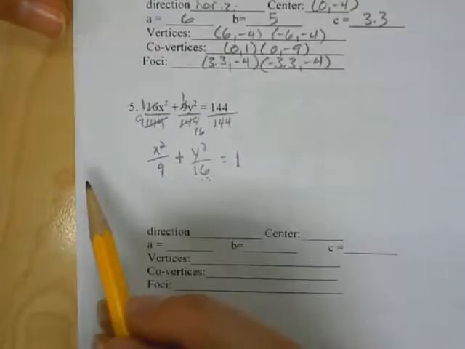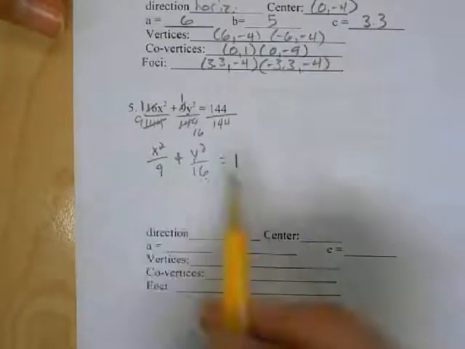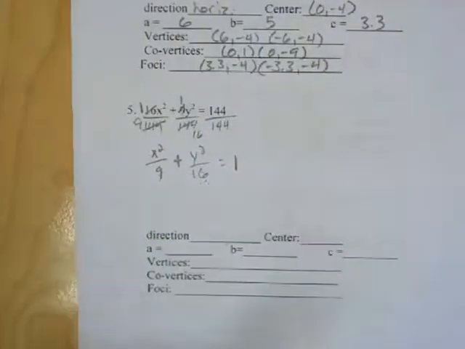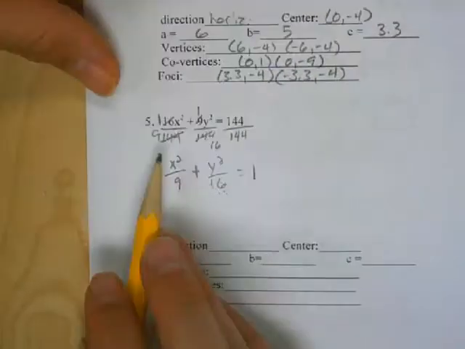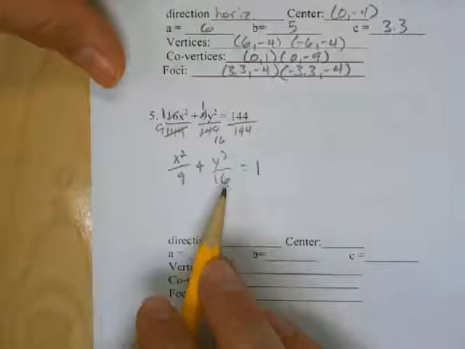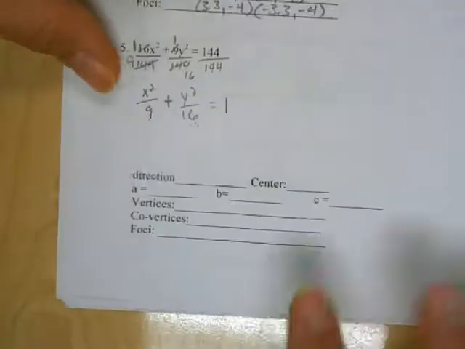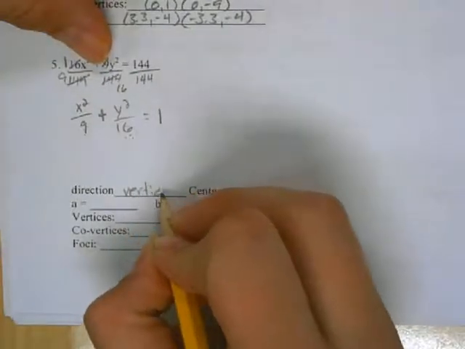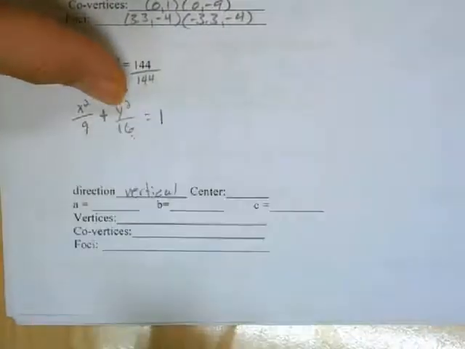So please keep that in mind. If you somehow end up with two denominators the same and it's equal to 1, that means it was a circle to start with. Alright, so x squared over 9 plus y squared over 16 equal to 1. So the direction here, after this point, should be really easy. It's the same stuff we've been doing. Vertical because it's under y.